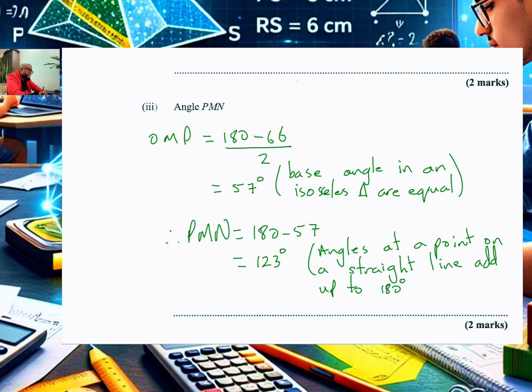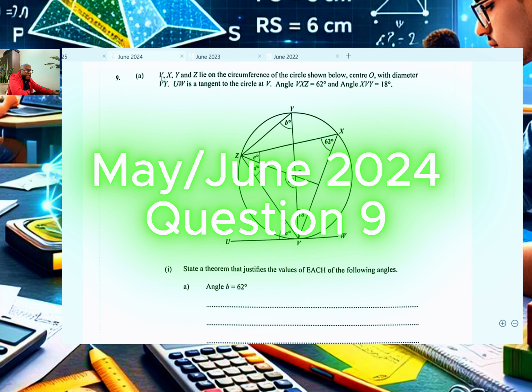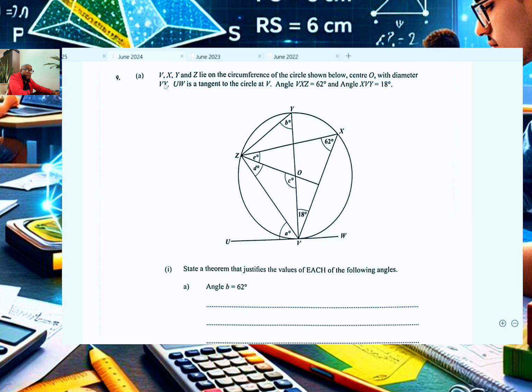to 180 degrees. So V, X, Y, and Z lie on the circumference of the circle shown below, center O with diameter VY, right? V to Y is the diameter. UW is a tangent to the circle at V, meaning that it touches the circle at one point here, V. Then angle VXZ is 62 degrees, and they said angle XVY, X to V to Y, is 18 degrees, right?